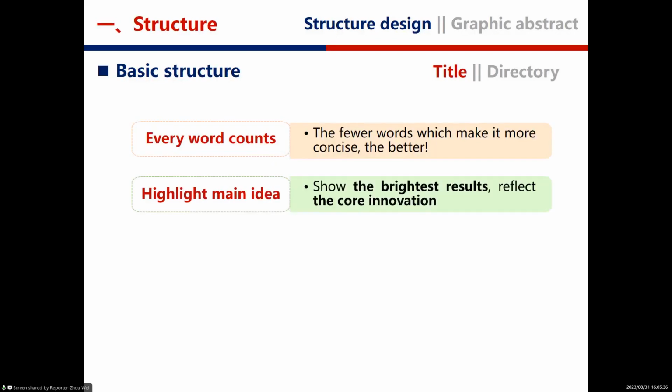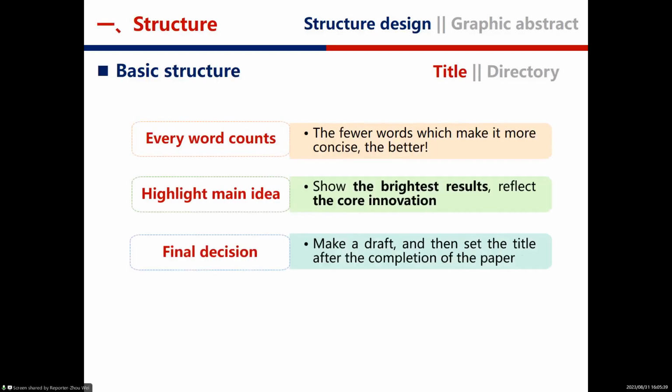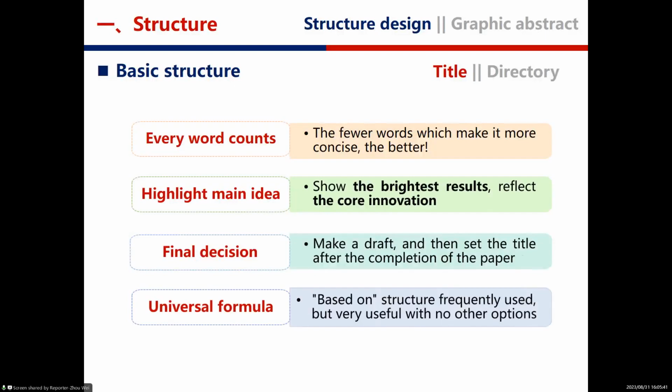Here we summarize our rules and methods on paper titles in 4 rules. Rule number 1, make each word in your title count. Fewer words will make your title more concise and even better. The second rule, your title should contain and depict your main idea, your innovative work, and show the brightest results. The third rule, you can draft a title at the beginning of your manuscript editing. But finally, there does exist a universal formula for titles if you don't have other options. You can use the based on structure.